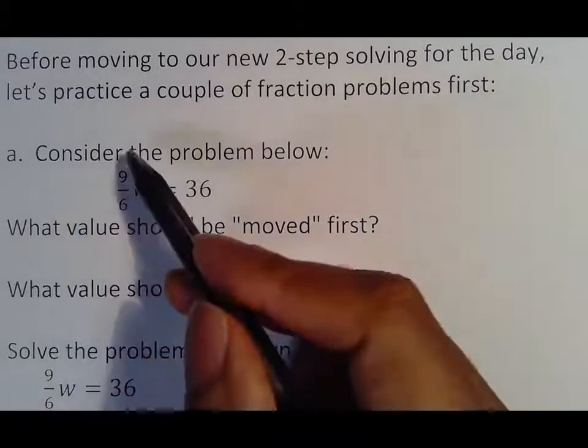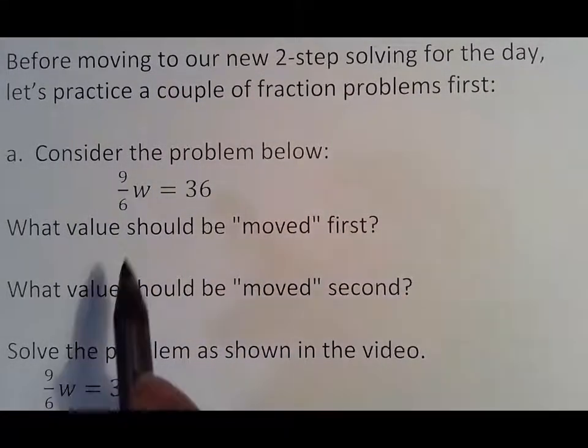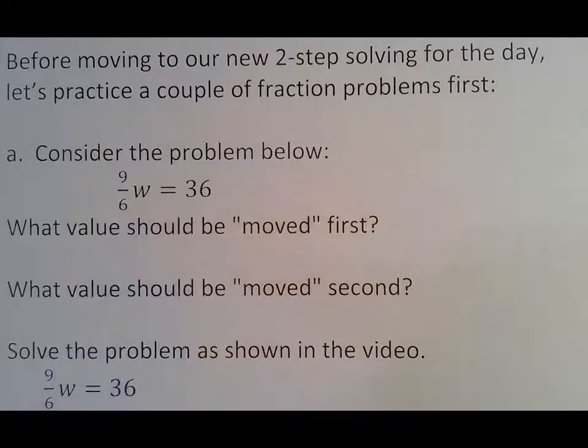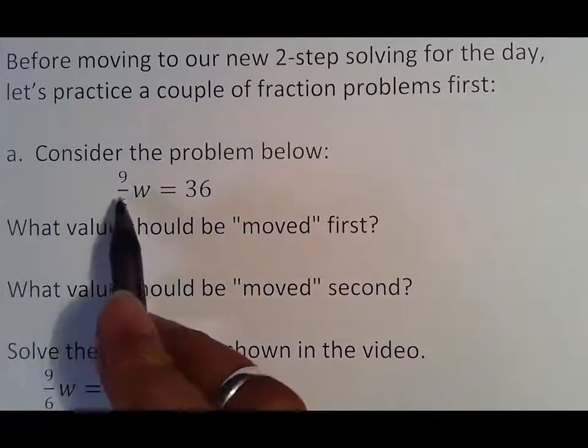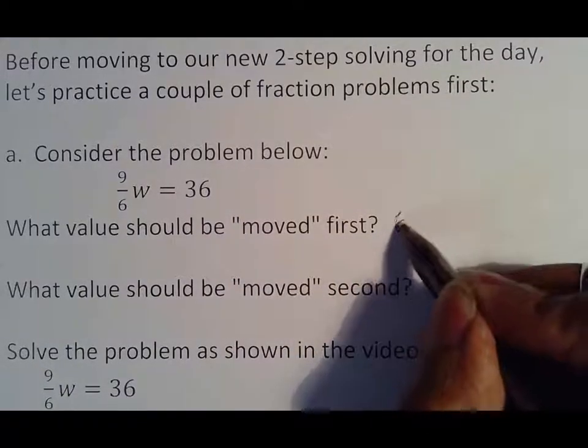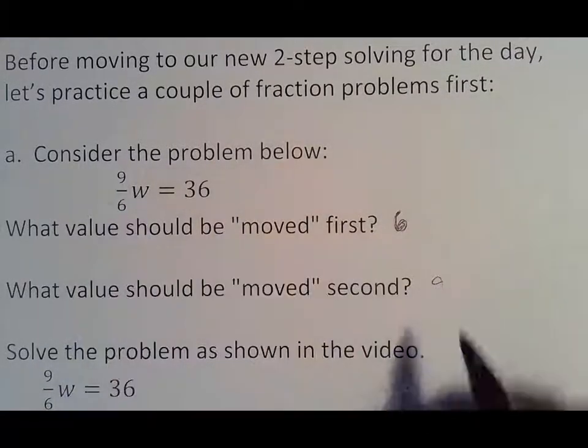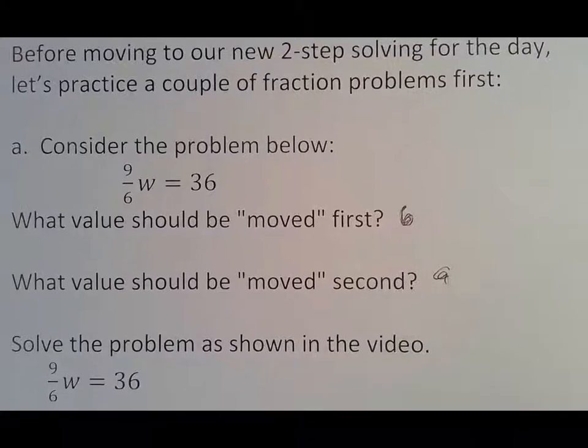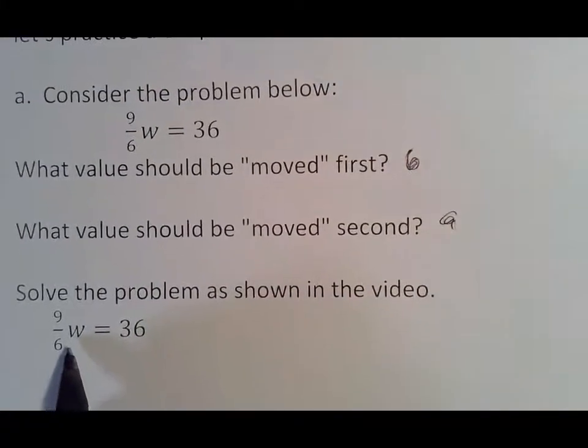So again, 9 over 6 w equals 36. Remember, what you've got to do with solving is make it a habit. Right when I see it, I look at this 6 and I move the 6 first, which means that my 9 will move second. And again, here's the question: how do you move the 6?